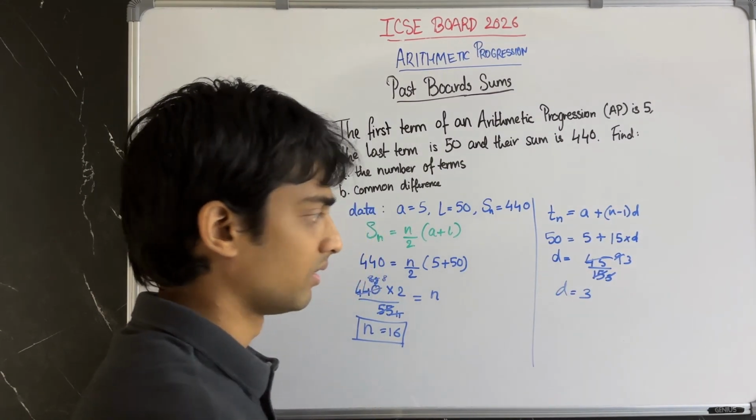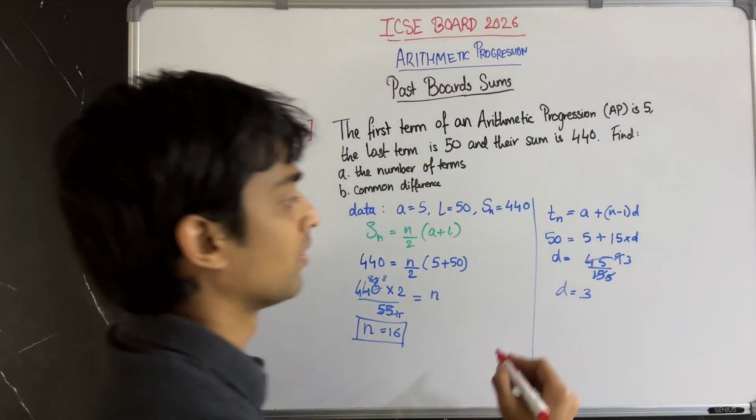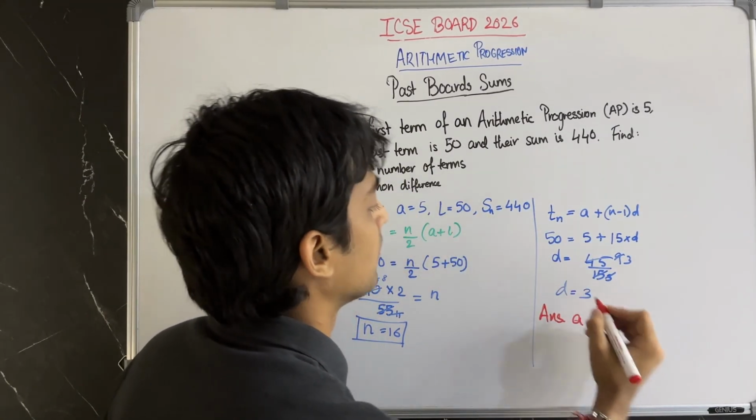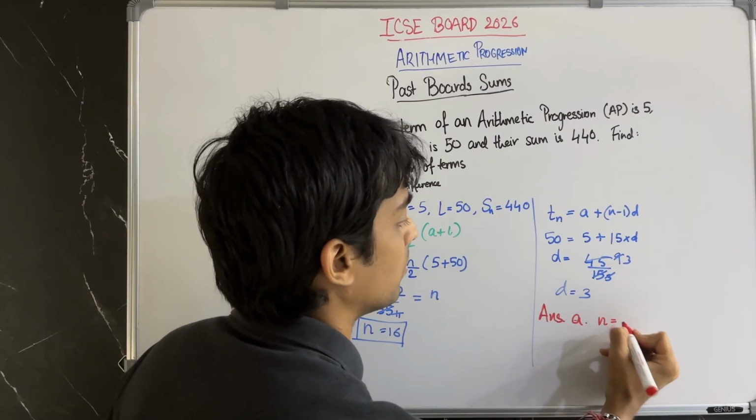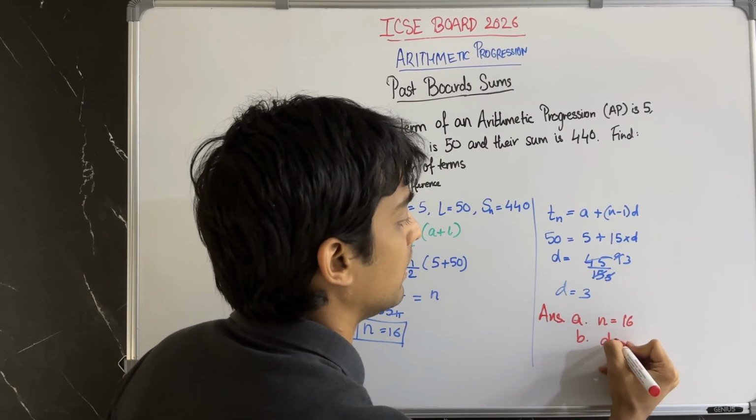So the final answer is A, n equal to 16, B, d equal to 3.